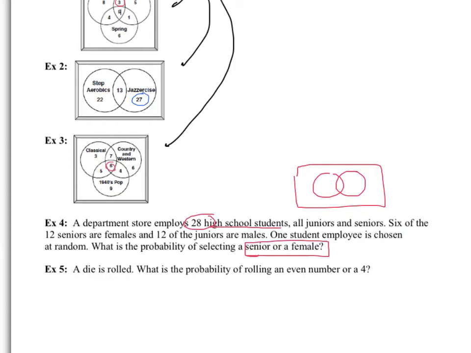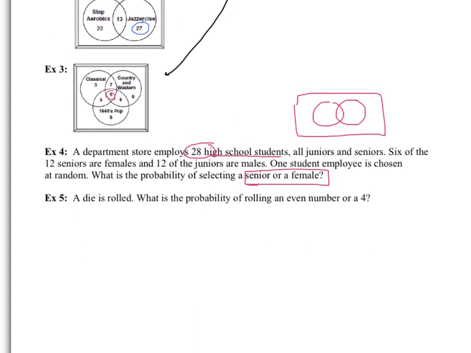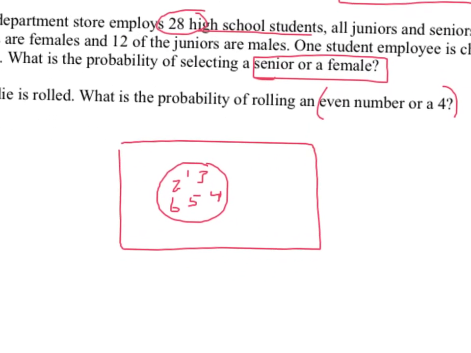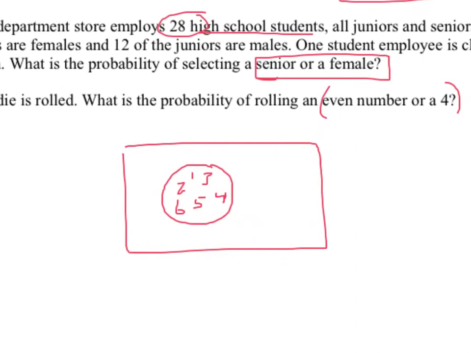Another one is a die is rolled. What's the probability of rolling an even number or a 4? Okay, so here's your probability, even number or a 4. Okay, so if I draw all the numbers that you'll get from a die, 1, 2, 3, 4, 5, and 6. And then I draw a circle that represents even numbers from a die.